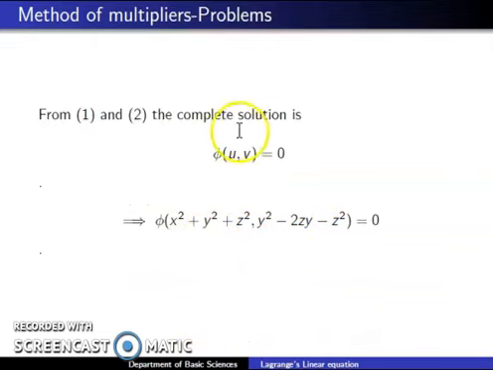So from 1 and 2, we get the complete solution as φ(u, v) = 0. That is φ(x² + y² + z², y² − 2zy − z²) = 0. So this is the complete solution of our given equation.